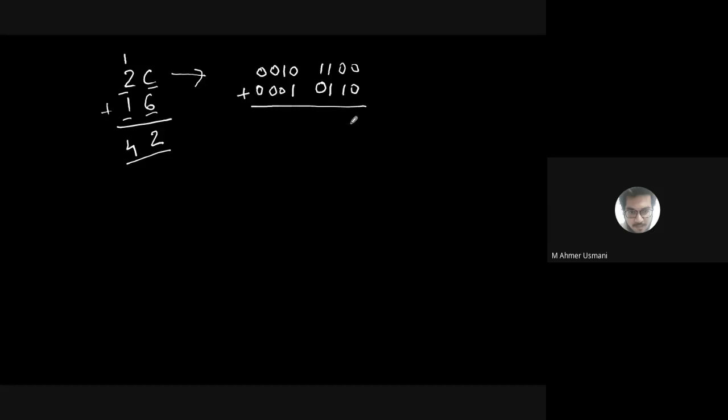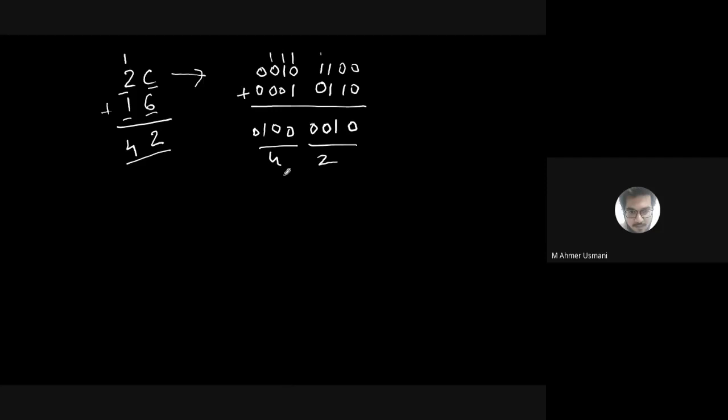So 0 plus 0 is nothing but 0. 0 plus 1 is nothing but 1. 1 plus 1 is nothing but 0, carry 1. 0, carry 1. This is nothing but 0, carry 1. 0, carry 1. 1. 0. Are we getting 4 and 2? Yes, sir. This is how we get the answer.